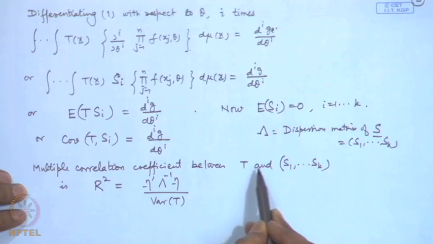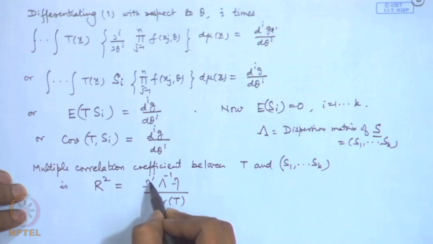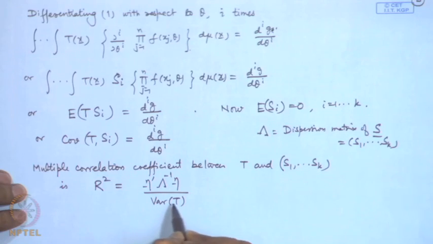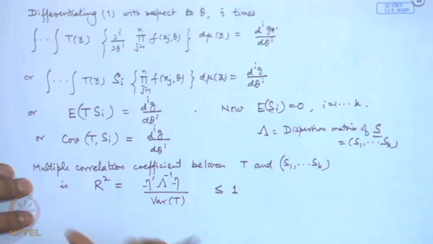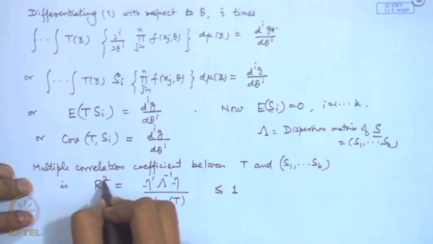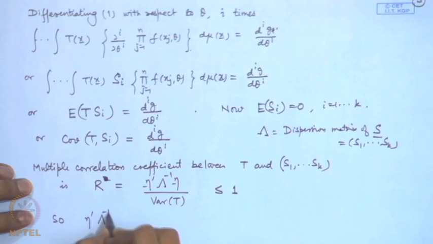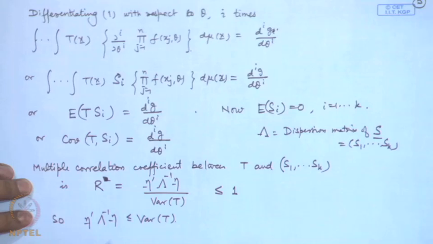So, if I apply the formula for the multiple correlation coefficient, I get eta prime lambda inverse eta divided by variance of T. Now, this is less than or equal to 1, because multiple correlation coefficient lies between 0 and 1. Let me write R, not R square. So, I get eta prime lambda inverse eta less than or equal to variance of T.